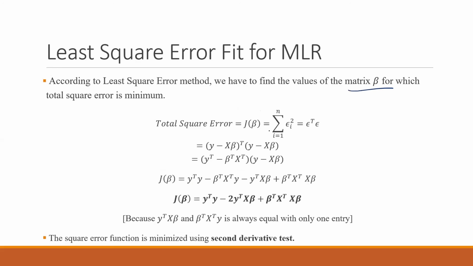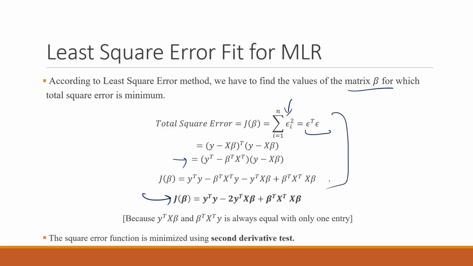So J(beta) will be epsilon square. This is my square matrix. When you solve this, it will be error transpose into error, and once you do the mathematics, you will find that the total square error is this equation. Now you can solve this and you will get this in the end: y transpose y minus 2 y transpose x beta plus beta transpose x beta. So this is the final equation.